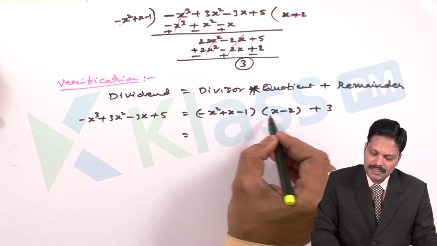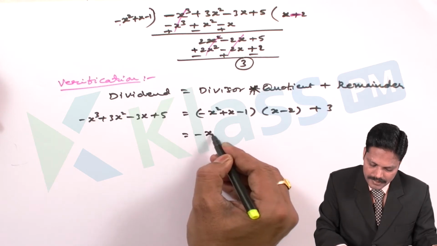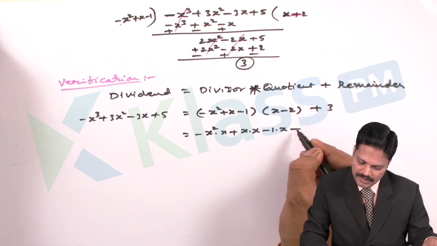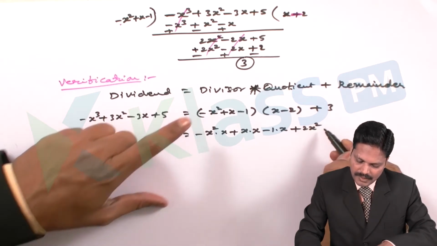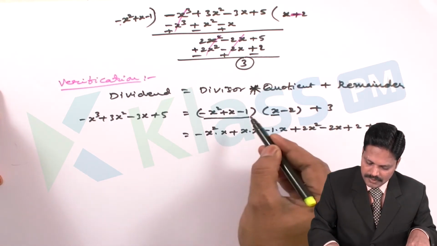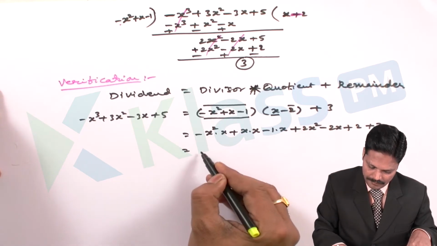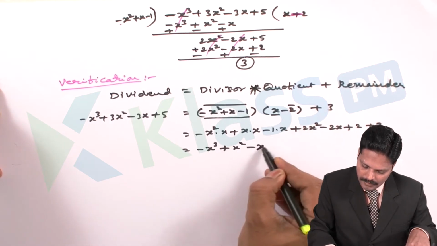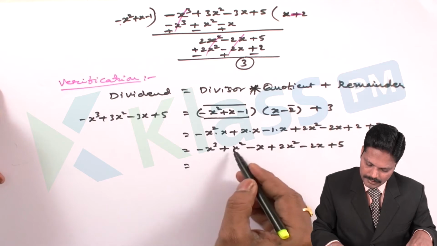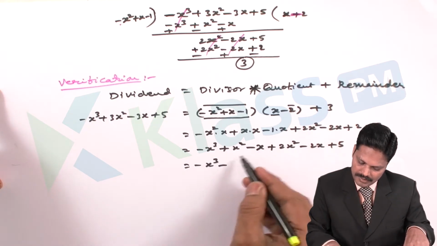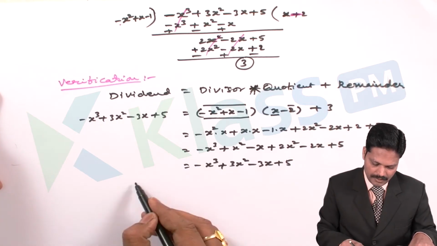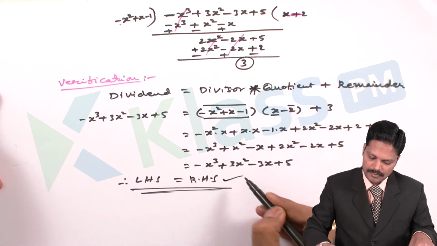We are multiplying each term of the polynomial with each term of this polynomial. So minus x square into x, plus x into x, minus 1 into x, and next minus 2 into minus x square plus 2x square, and minus 2x, and minus into minus plus 2, plus 3 we are having. So in this term, we multiplied to complete the terms. Then we are having minus x cube and plus x square minus x, and again 2x square and minus 2x, and 2 plus 3 is 5. I'm taking here minus x cube, and x square is there, and plus 3x square, and minus x minus 2x is minus 3x plus 5. So we are having LHS is equal to RHS, hence proved, the division is perfect.